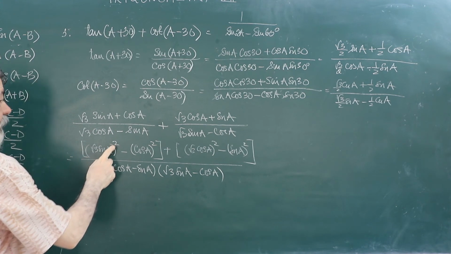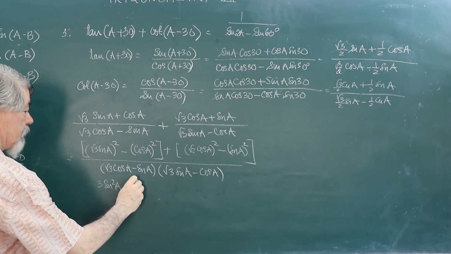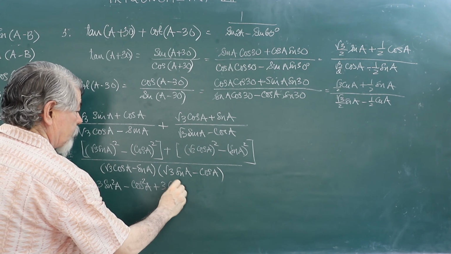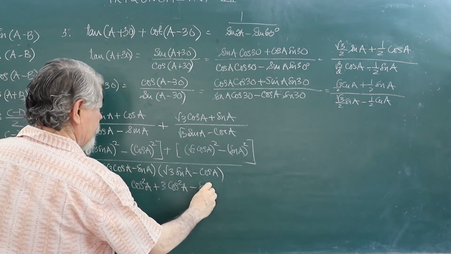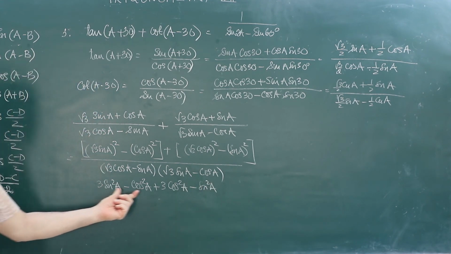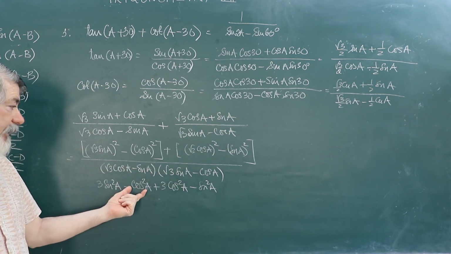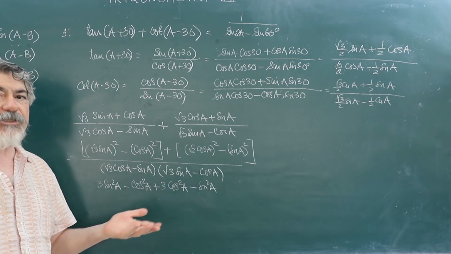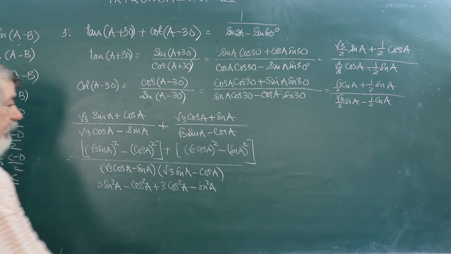Root 3 sin a whole square will be 3 sin square a minus cos square a plus 3 cos square a minus sin square a. Now I can easily see 3 sin square a plus 3 cos square a will combine, will give you 3. When I take minus common here, it will become cos square a plus sin square a, which will be again 1. So 3 minus 1, I have got 2 in the numerator that I can see.